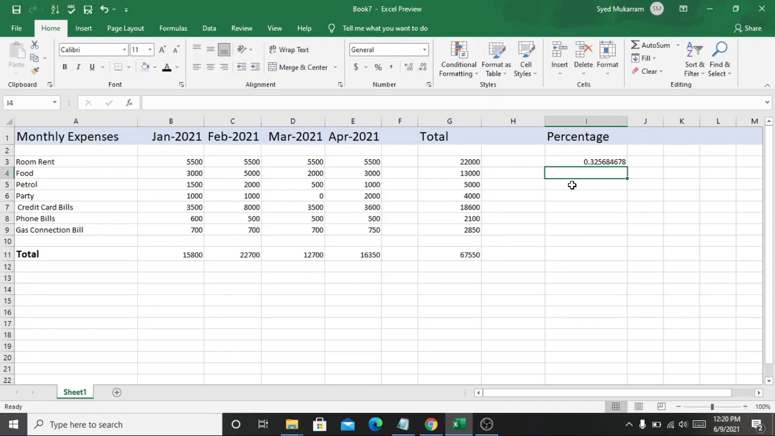And then I will enter. It's 0.32%. This is 32% of the total amount that I have spent in the total 4-month amount. So let's calculate the same with the same formula with relative cell differences, like from left to right what we have. Let's see if it works or not.